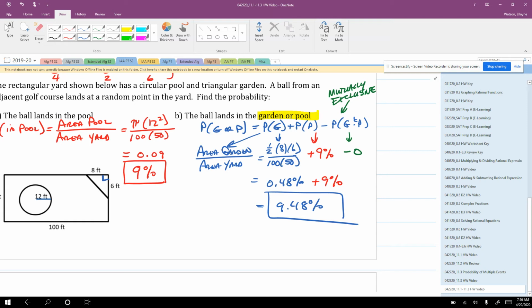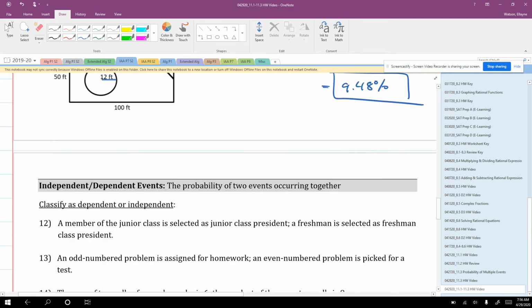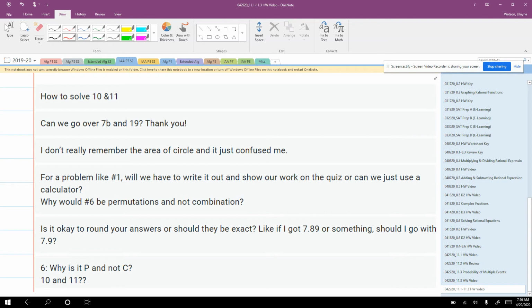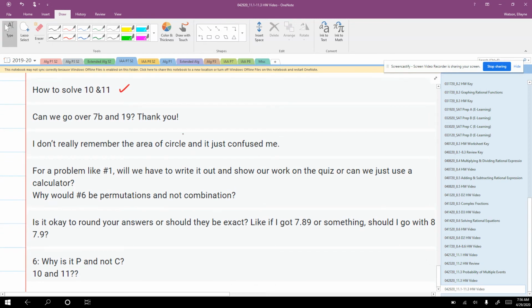I think that was it to go over. I am going to post the key. Let me look down at these questions. I forgot to do that the other day. All right, 10 and 11. We did. You know what? Let's do 19. Area of a circle, pi r squared.